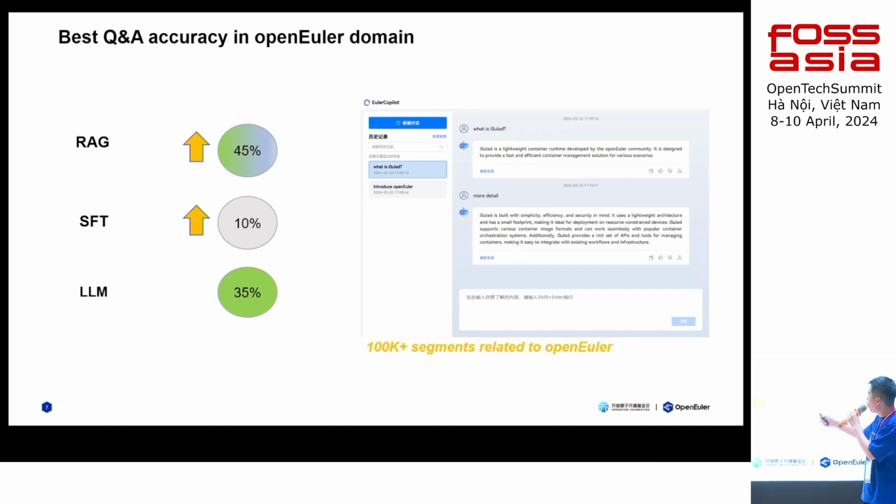Up to now, we have uploaded 100K segments related to openEuler to our RAG here. And from our internal test, our current accuracy is above 16%. It still has some room for improvement here.